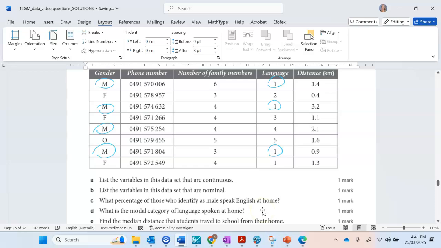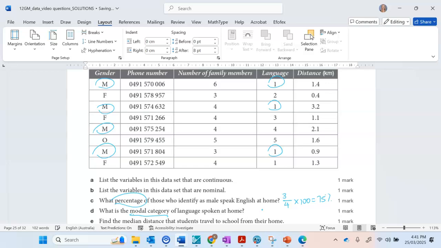So we've got 4 who identify as male, and we've got 1, 2, 3 of them who speak English. So if we're doing a percentage, we've just got to multiply that by 100, which you can just do on your calculator, which gives you 75%. What is the modal category?